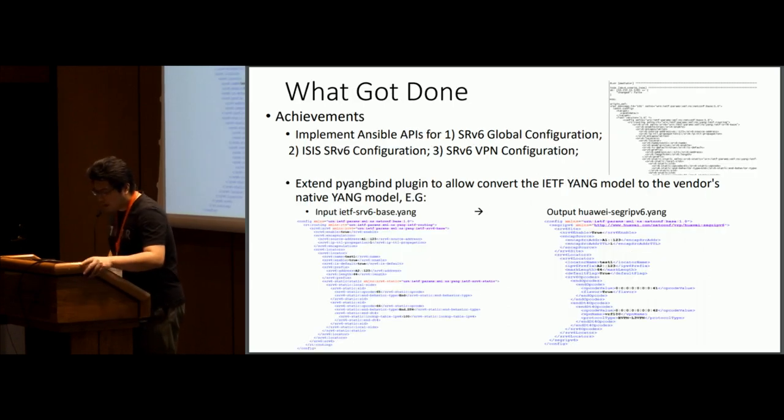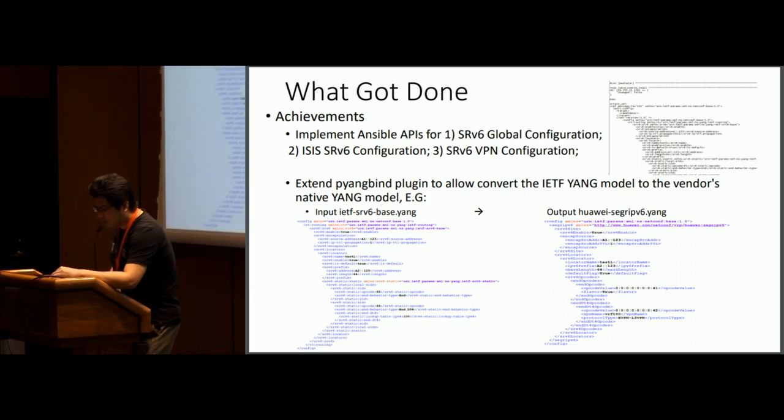Okay, this is what we got. We implemented three Ansible APIs, one for SRv6 global, SRv6, and SRv6 VPN mode. We also developed an app to translate the IETF module to the vendor native YANG module. You can input the IETF SRv6 base module, and the output is a native SRv6 module.